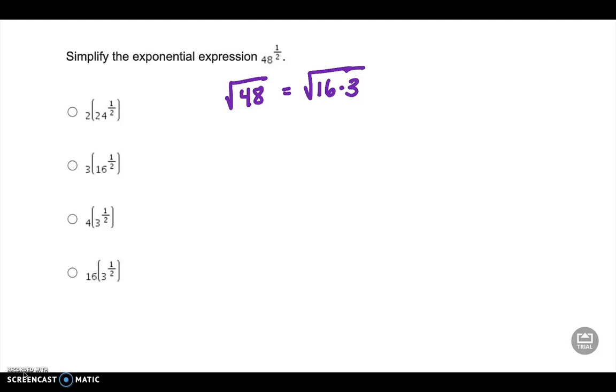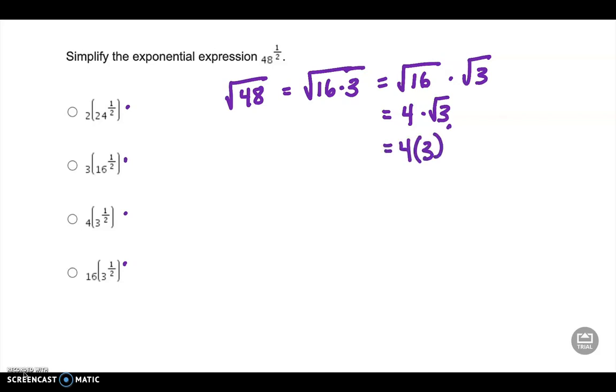Now you could prime factor 48 and break it down, but any way you do it, you're still going to get the same thing. So this is the square root of 16 times the square root of 3. Well, I know the square root of 16 is equal to 4, and I'm left with the square root of 3. Now over here I notice I only have halves. I don't have any square roots. Well, I know that 3 can be written as 3 to the 1/2 power. So that would be this answer right here.